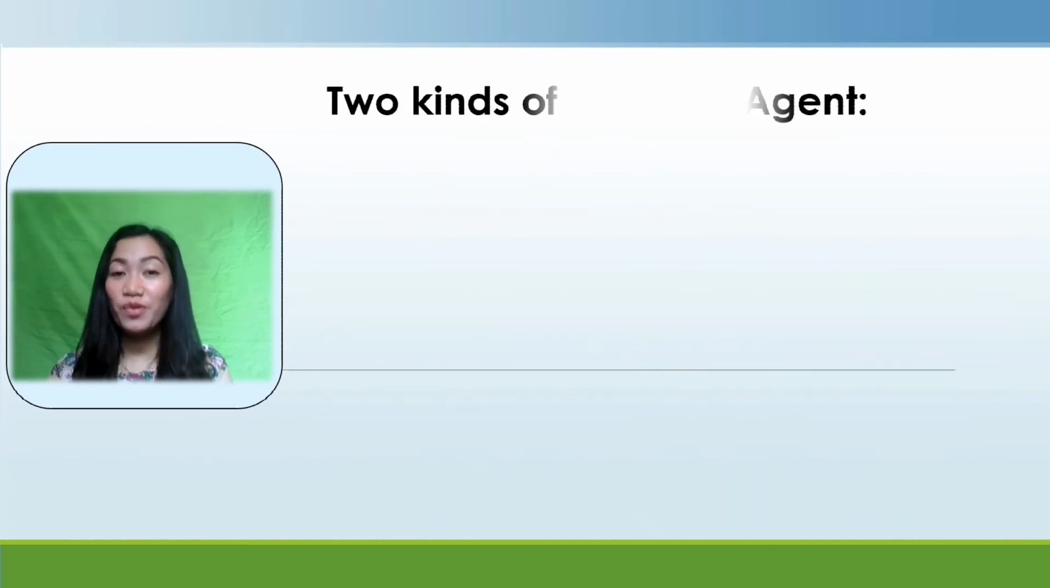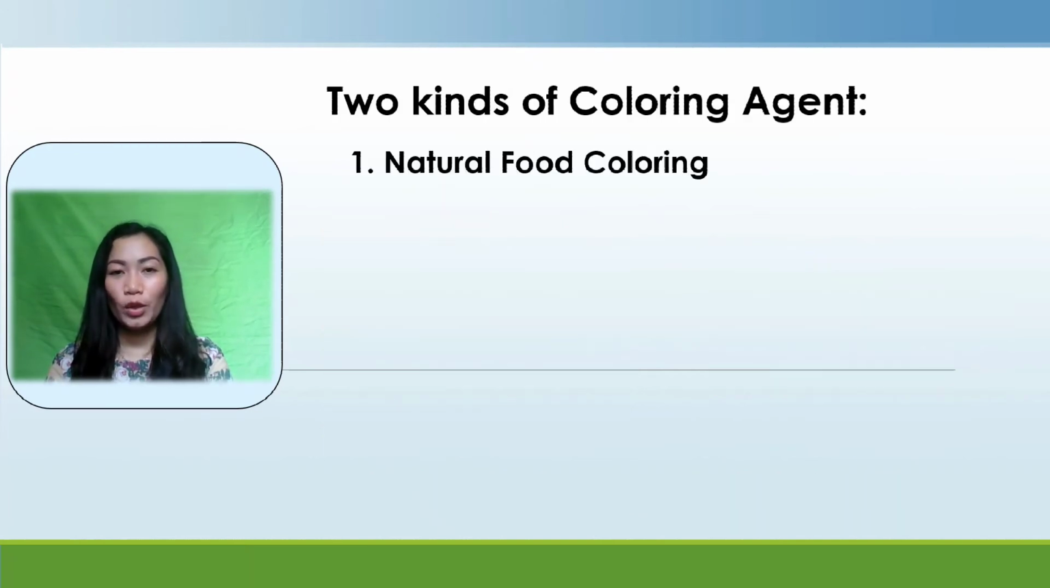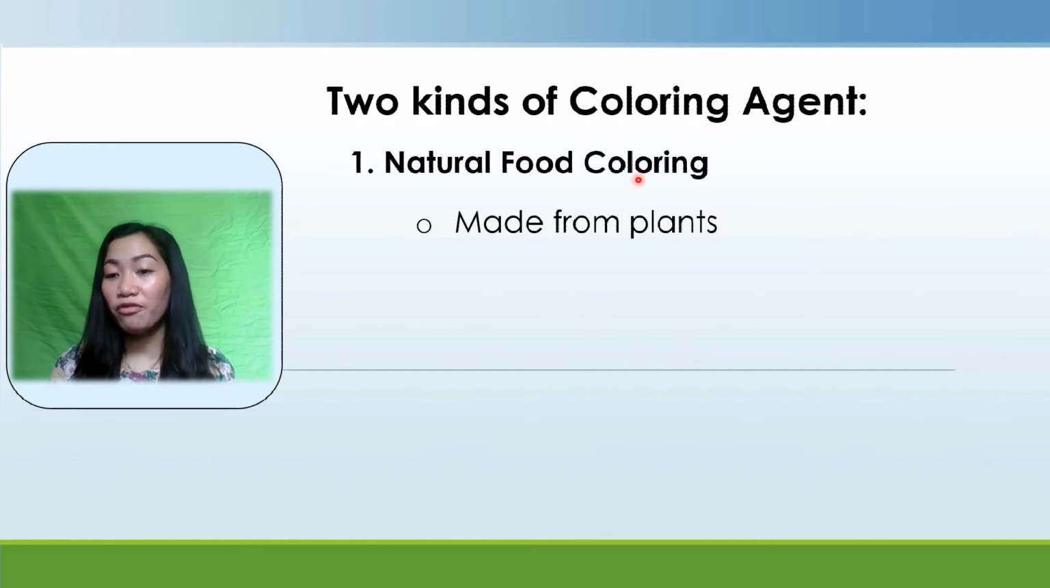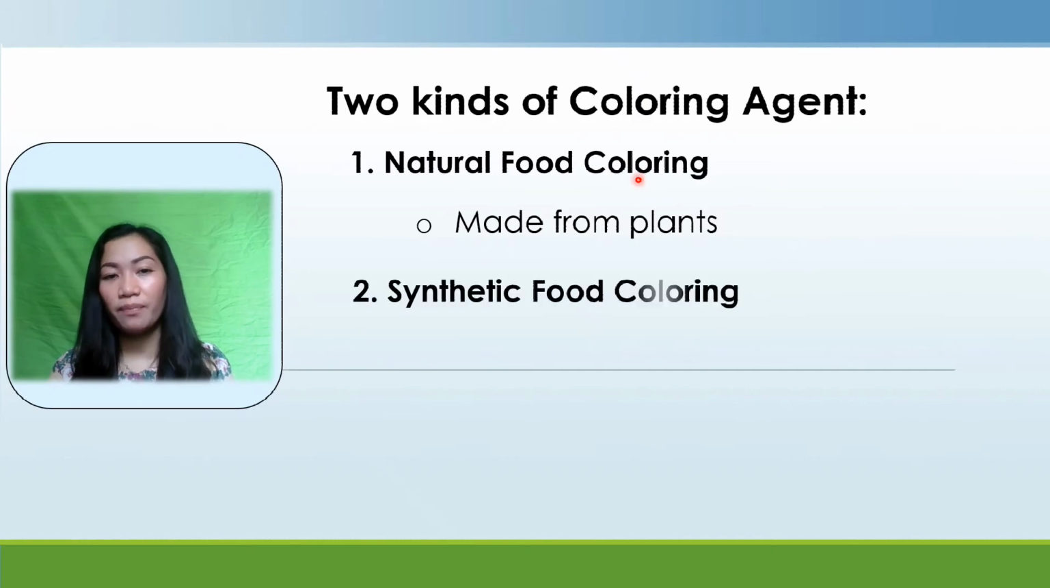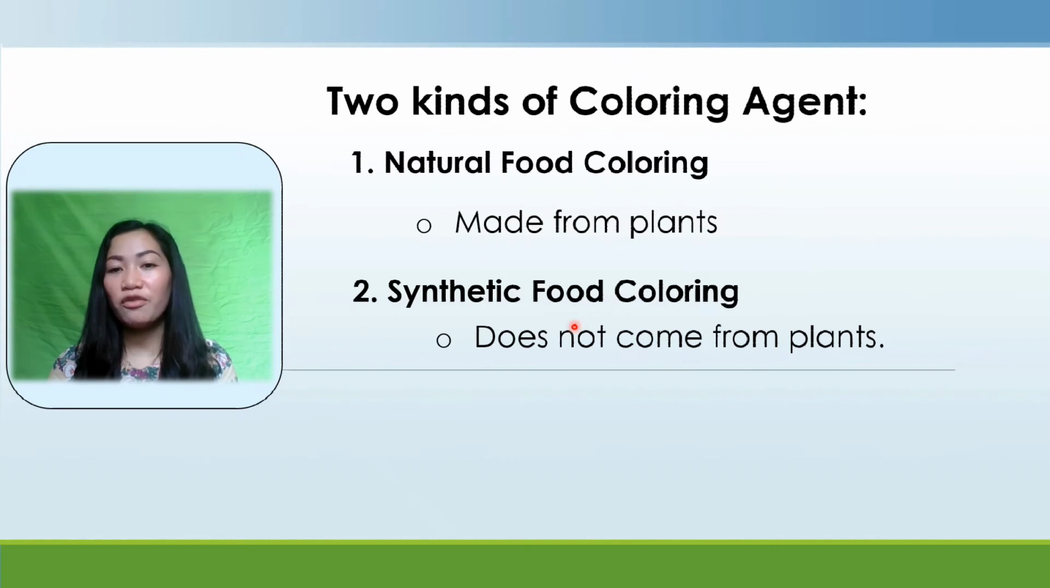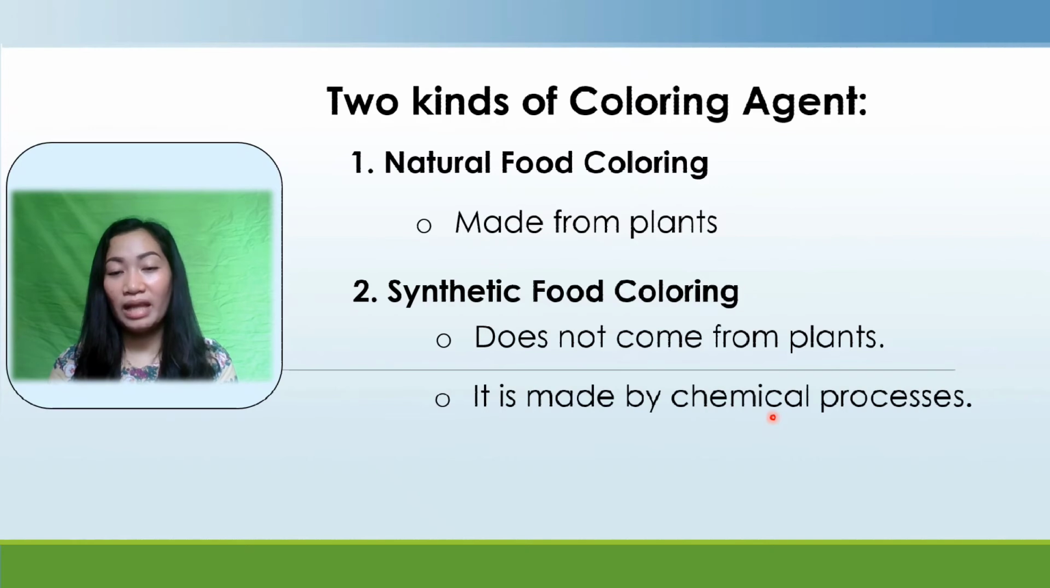We have two kinds of coloring agent. We have the natural food coloring, which comes from plants. They are made from plants, meaning they are very natural and very healthy. We have also the synthetic food coloring. This coloring does not come from plants. It's made by chemical processes. So sometimes chemical processes can harm our health.